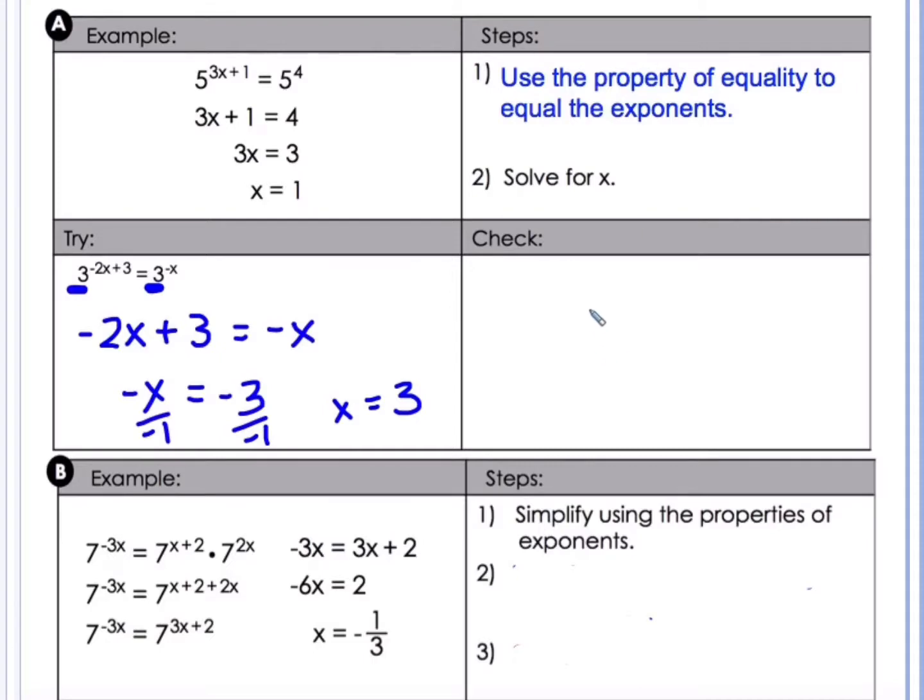In order to confirm that, we can always check our work, and we will substitute it into the original equation. So we have 3 to the negative 2 times 3 plus 3 power equals 3 to the negative 3 power. And on this side, you can see I will get 3 to the negative 3 power equals 3 to the negative 3 power. So it does work. We don't need to really do anything further because we can see that that would be true.